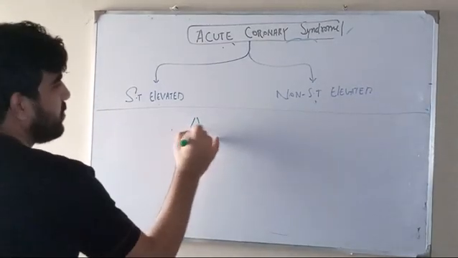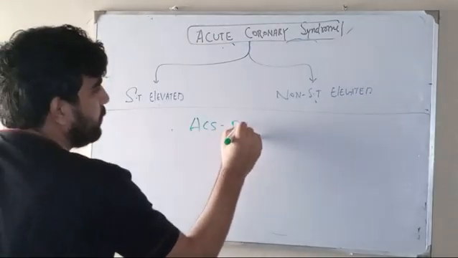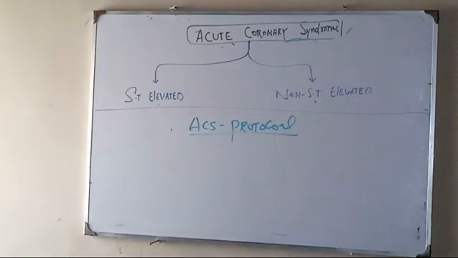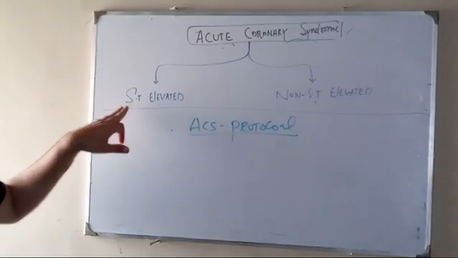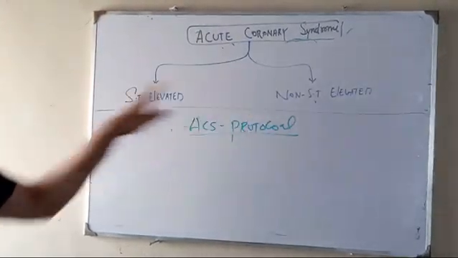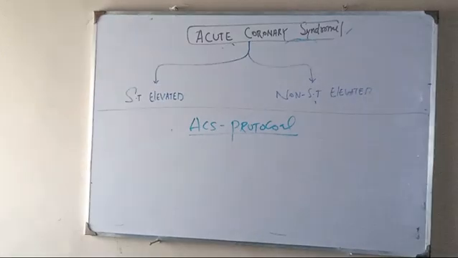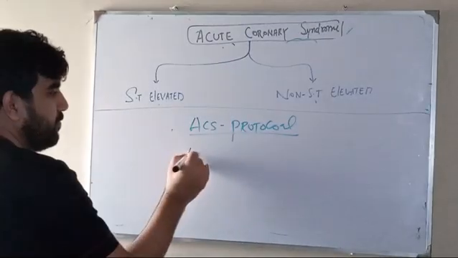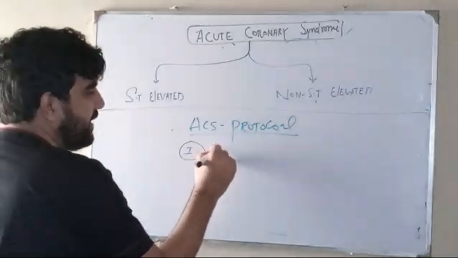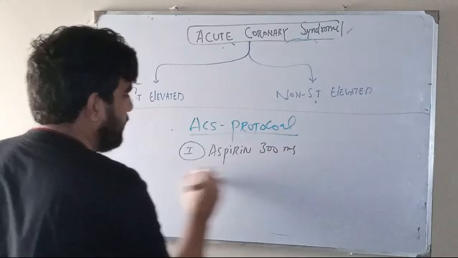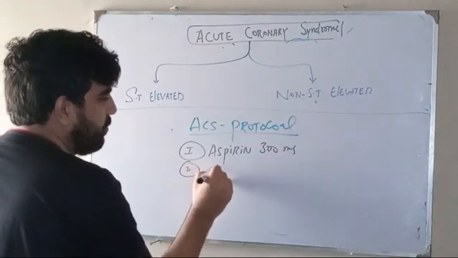What is meant by the ACS protocol? When you suspect ACS, whether this is ST elevated or non-ST elevated, in both of these patients, when you suspect acute coronary syndrome, you give these drugs. Tablet aspirin 300 milligram stat, tablet clopidogrel 300 milligram stat.